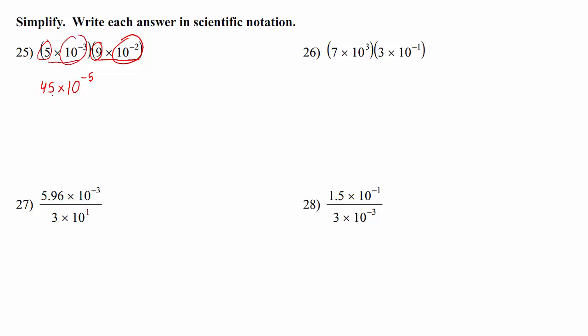Now this is not in correct scientific notation, and this part can be really tricky. I don't want it to be 45, I want it to be 4.5. So the question is, does that make my exponent here get bigger or smaller?